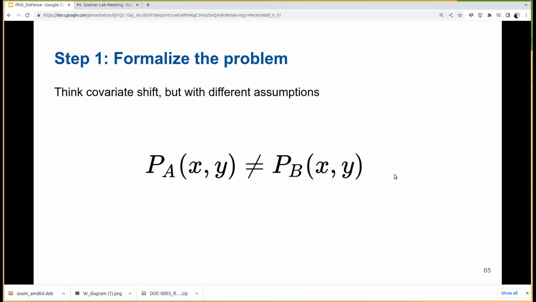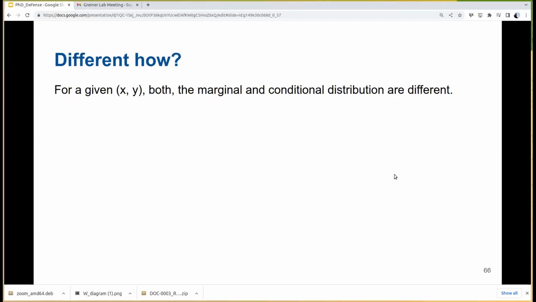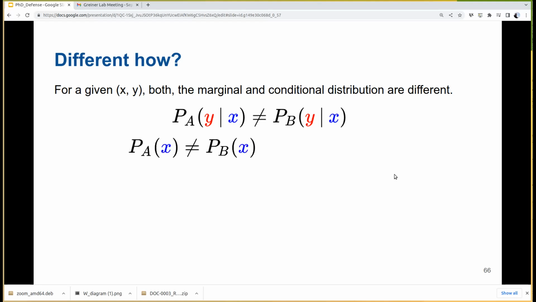So then step number one is to formalize the problem and think about covariate shift, but with different assumptions. The joint probability of X, that is in this case the images, and Y, that is the segmentation mask, is different in A and B. But different how? Well, the assumption is that the conditional probability of Y given X is different between A and B. The marginal probability of X between A and B is the same. We are also assuming that the probability of Y is going to be the same. We can assume that probably the size of the bones in babies is not going to dramatically change between A and B.